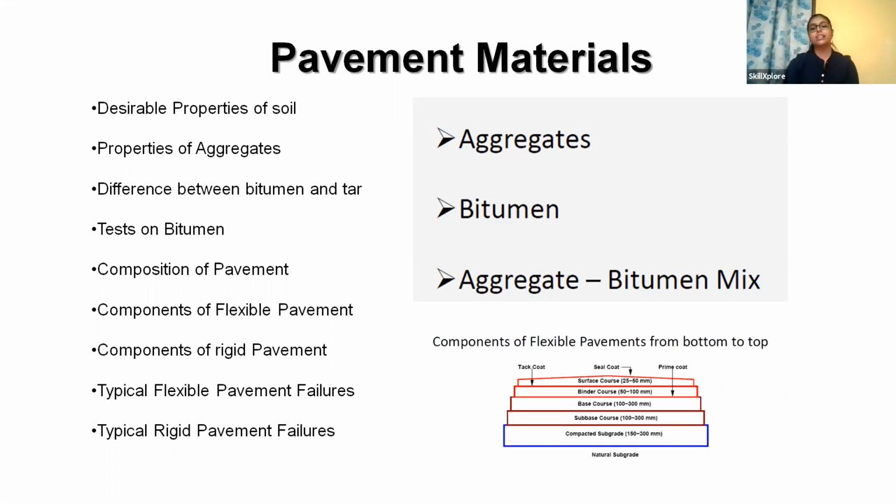And desirable properties of aggregates: aggregates can be of two types, fine aggregates and coarse aggregates. This is according to the size. In other ways also, we can split the types of aggregates, maybe like naturally occurring aggregates and artificially occurring aggregates. In all these ways we can split the types of aggregates. So here we'll split it as fine aggregates and coarse aggregates for our pavement construction purpose.